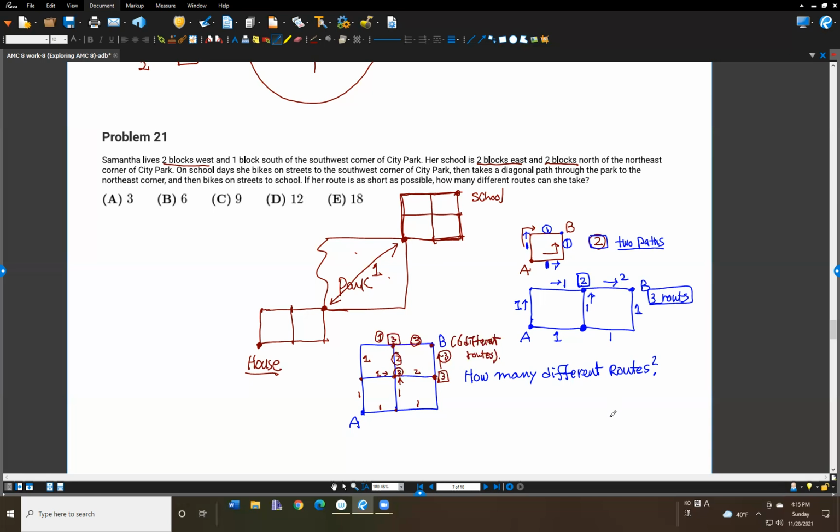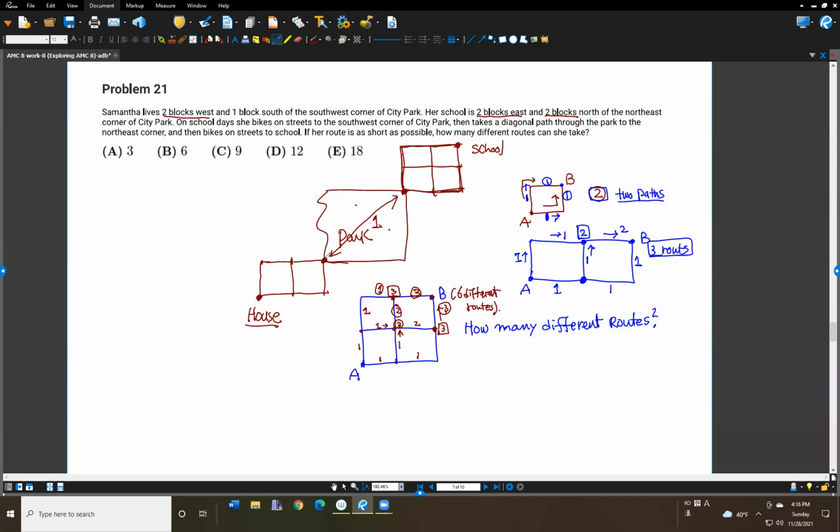Is it okay? So from here to here, we did already, there are 3. From here to here, there are what? 3. From here to here, there are what? I did write 6 over here. Okay?